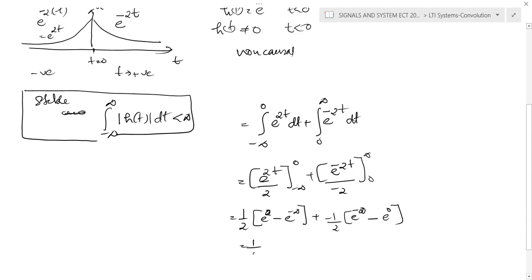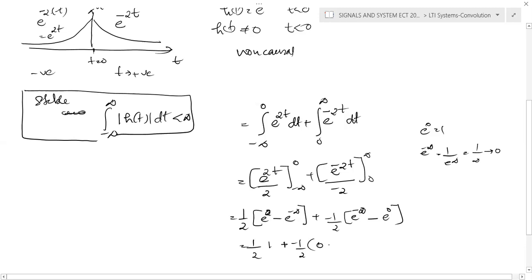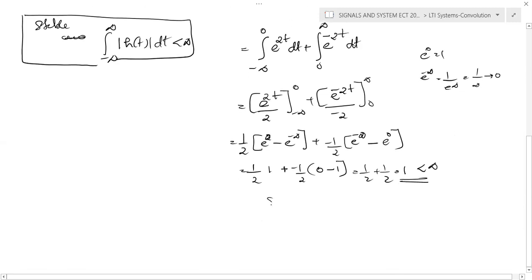And if you substitute the values, e raised to 0 is 1, e raised to minus infinity is 1 by e raised to infinity, which is 1 by infinity, tending to 0. So you can write 1 minus 0, plus minus 1 by 2 into e raised to minus infinity, which is 0, minus 1. Again you will get 1 by 2. So 1 by 2 plus 1 by 2 is equal to 1. And you can conclude that it is less than infinity, so the system is stable.